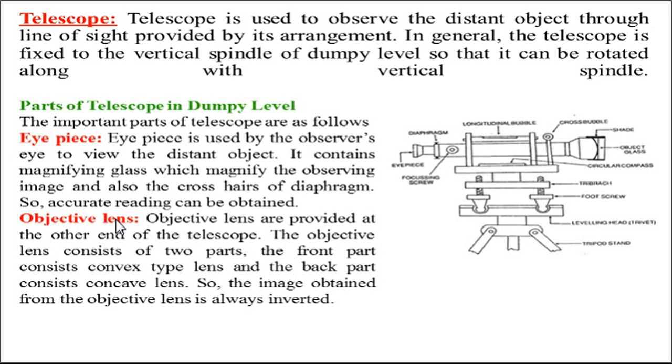Then the objective lens, also called the objective glass. The objective glass is provided at the other end of the telescope. The objective lens consists of two parts. The front part consists of a convex lens and the back part consists of a concave lens. The image obtained from the objective lens is always inverted. So here there is an objective glass. Two lenses are used, and due to those two lenses we get an inverted image of the staff. Is it not?